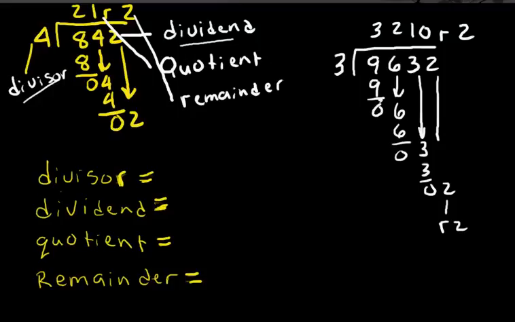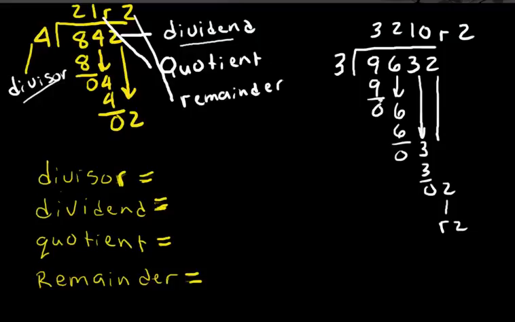The dividend is the number inside of the box that we are dividing. In this particular case, the dividend will be 842. The quotient is the answer to the division problem, including any remainders. So in this particular problem, 21 with a remainder of 2/4 would be the quotient. And then finally, the remainder we identified as the number that we have left over in the case where the divisor doesn't go into the dividend an equal number of times. So the remainder would be 2.